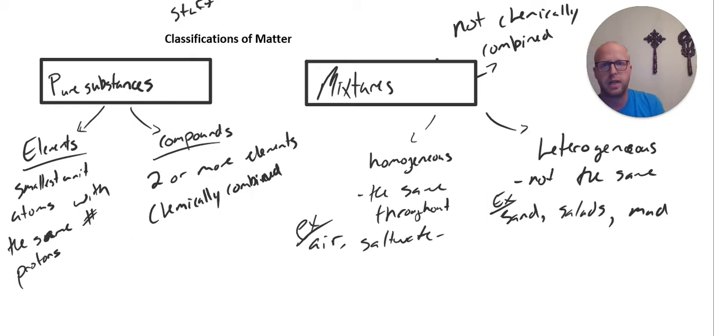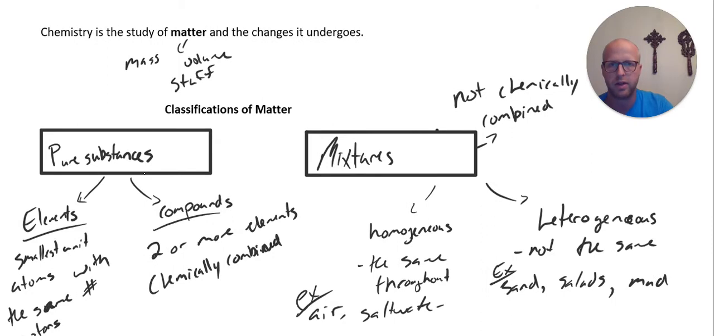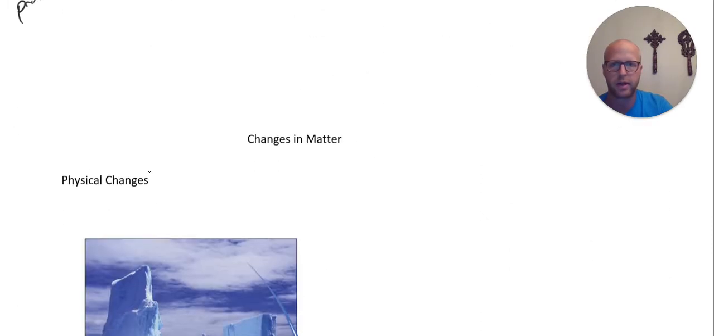So chemistry is the study of matter and the changes it undergoes, and matter can be classified in these two ways. You've got pure substances, elements and compounds, and mixtures, and under mixtures you've got homogeneous and heterogeneous. Okay, so now let's look at the changes. That's the classification of matter, but let's look at some of the changes that matter can undergo.